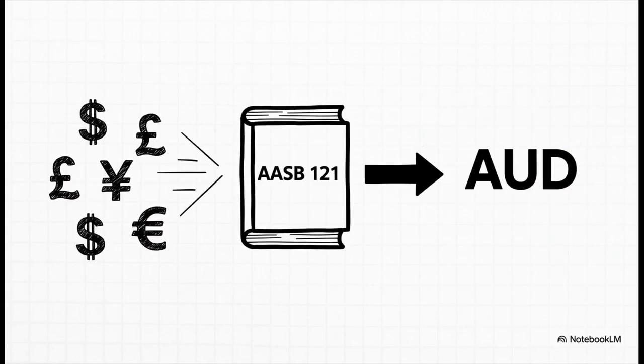And this is where the accounting standards come to the rescue. The whole process is laid out for us in AASB 121, the effects of changes in foreign exchange rates. This standard gives us the precise, mandatory roadmap we have to follow.